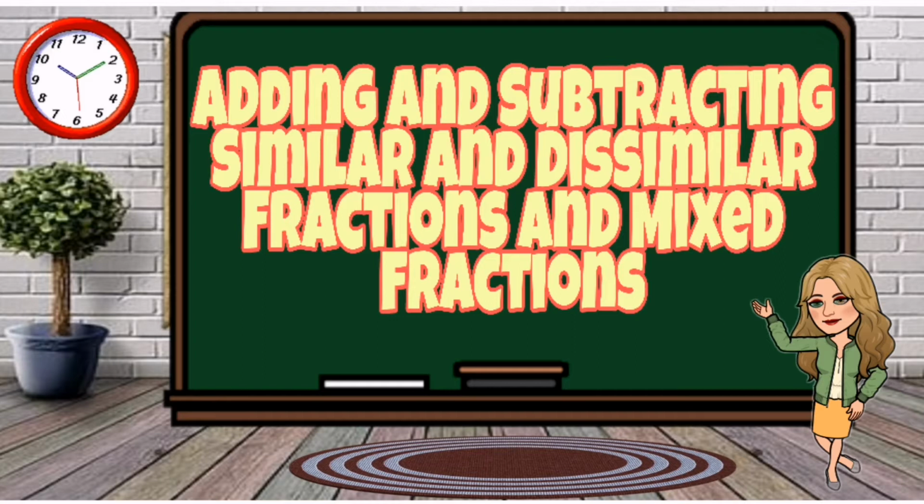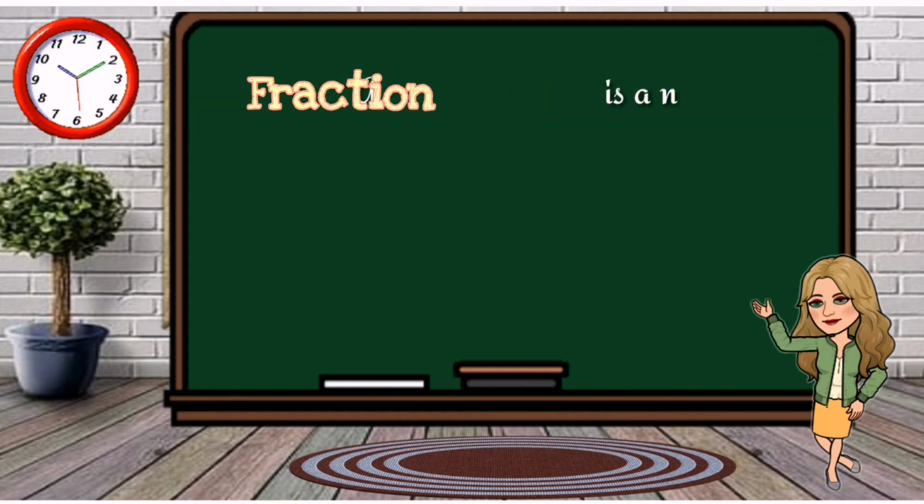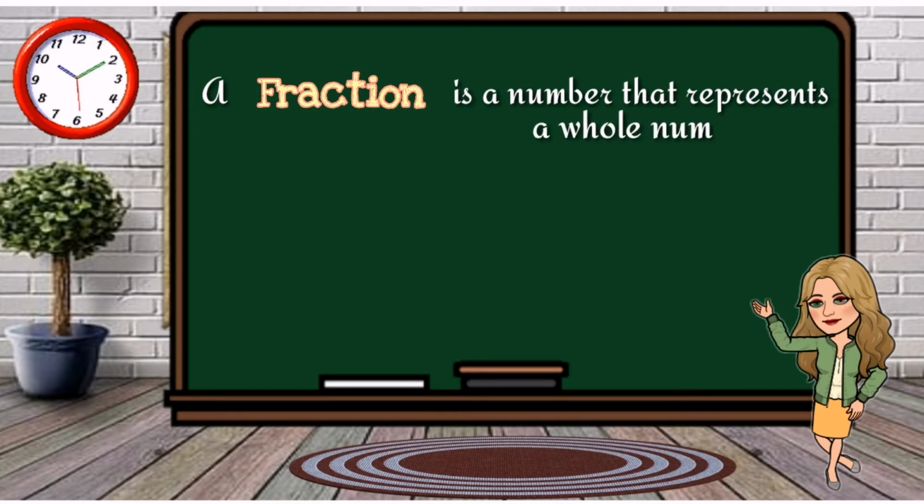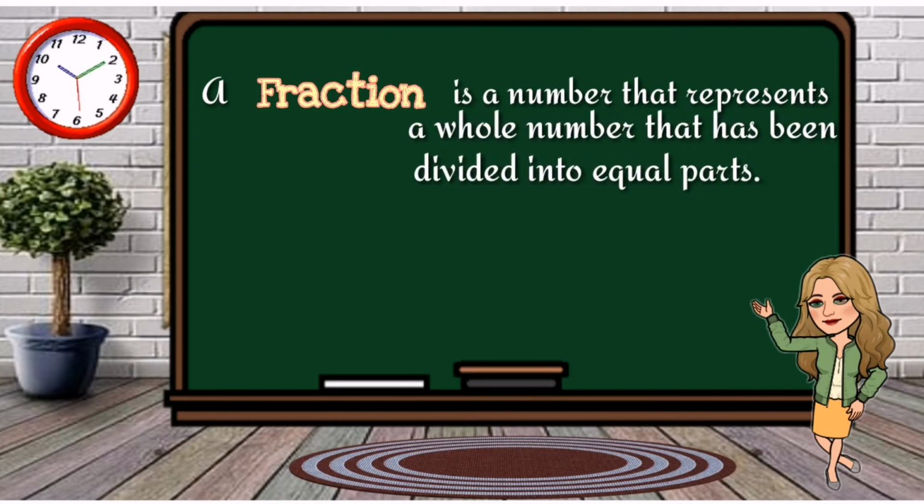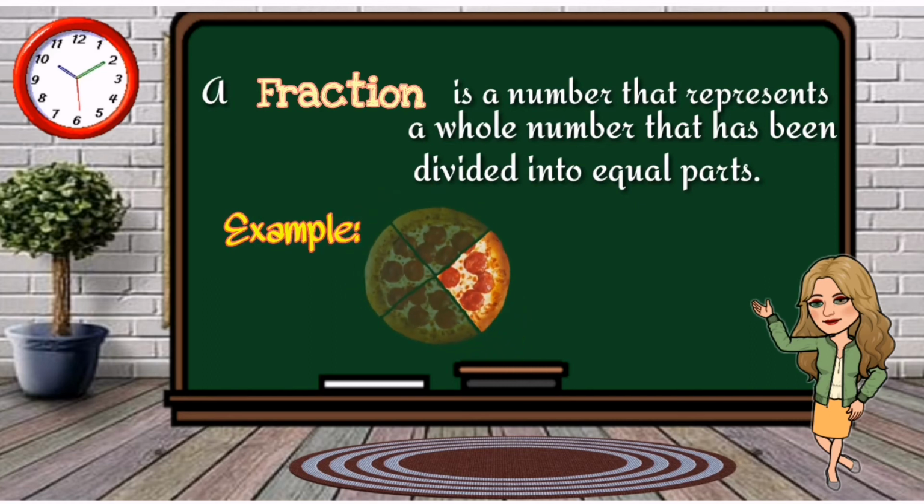Just like our counting numbers, like 1, 2, 3, fractions can also be added and subtracted. And what are fractions? A fraction is a number that represents a whole number that has been divided into equal parts. For example, if you have a pie and you cut it into 4 equal slices, one of those slices is written as 1/4.